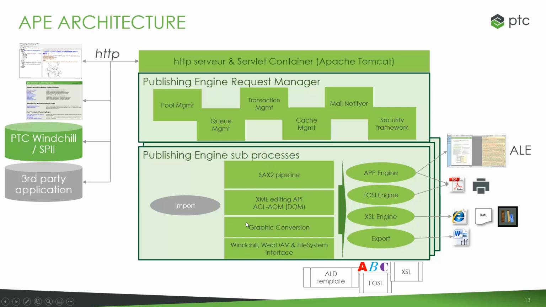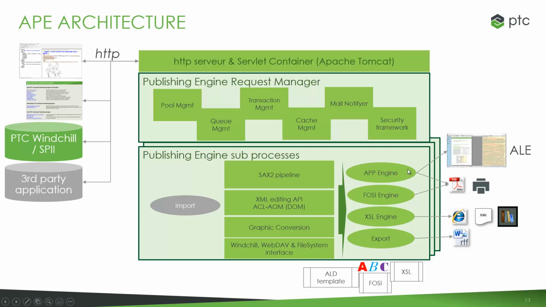You have tools for converting graphics because, of course, your documents may contain illustrations in some formats which may not be the best formats for the output. Let's think to web output. You will want your illustrations to be in a web compatible format. So the source illustration may have to be transformed and converted during the publishing process. And eventually you have the engines which will generate the final output.